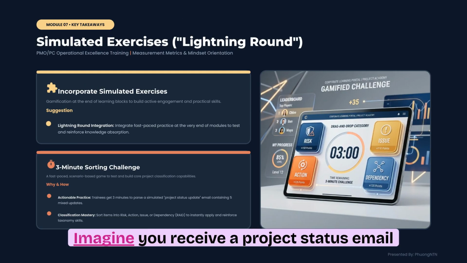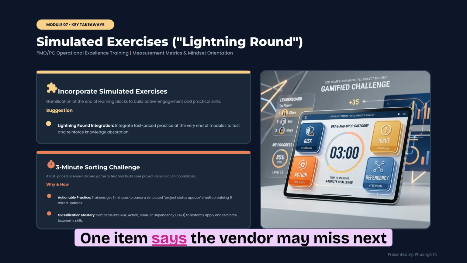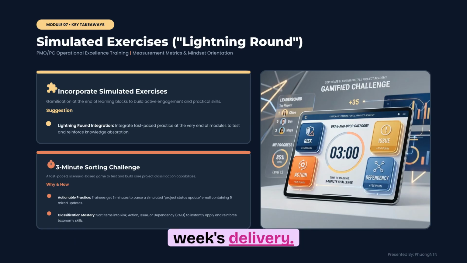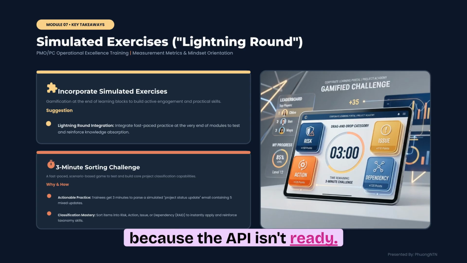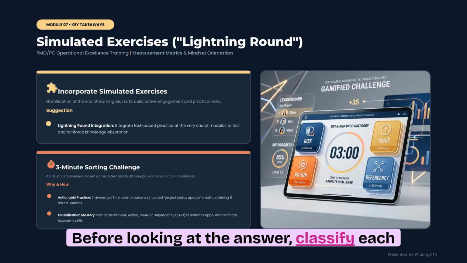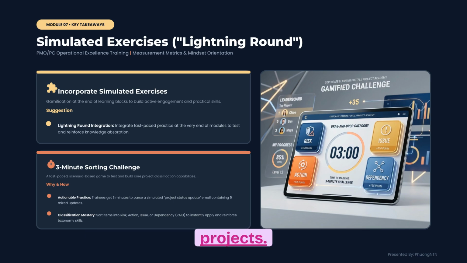Let's practice. Imagine you receive a project status email with several updates. One item says the vendor may miss next week's delivery. Another says testing has already stopped because the API isn't ready. Before looking at the answer, classify each item as a risk, issue, action, or dependency. This is exactly how you'll work on real projects.